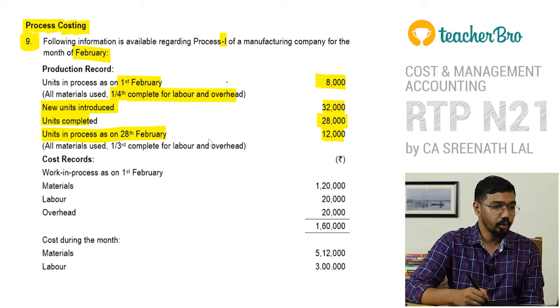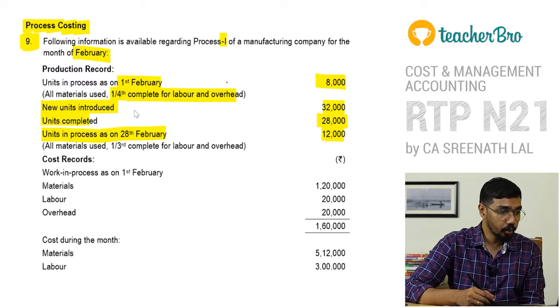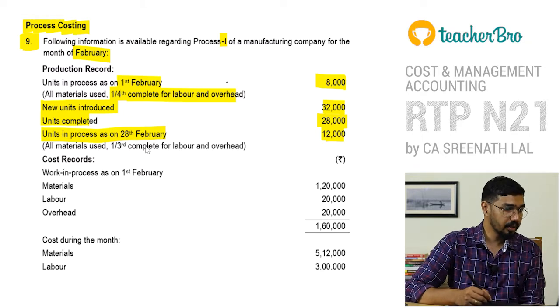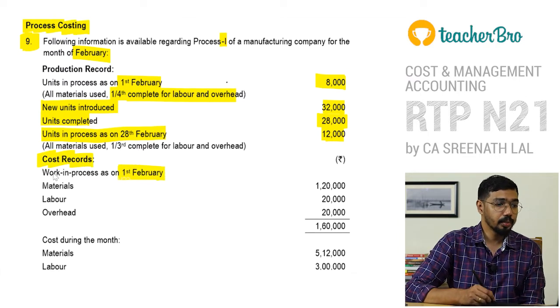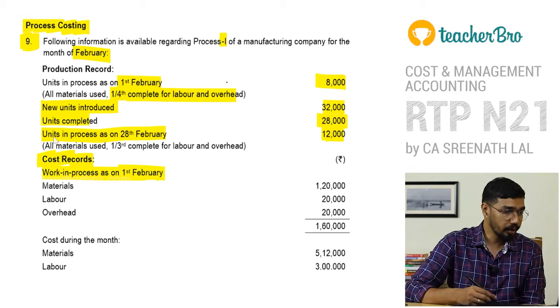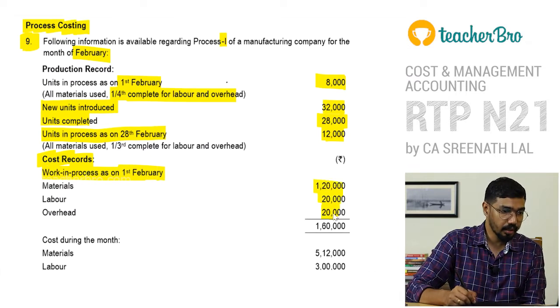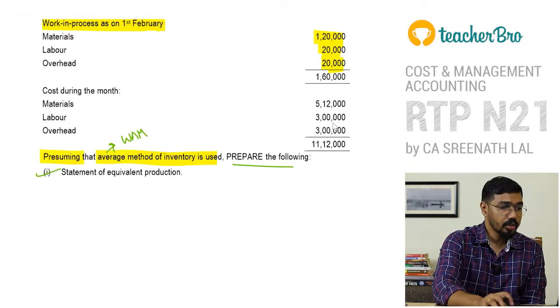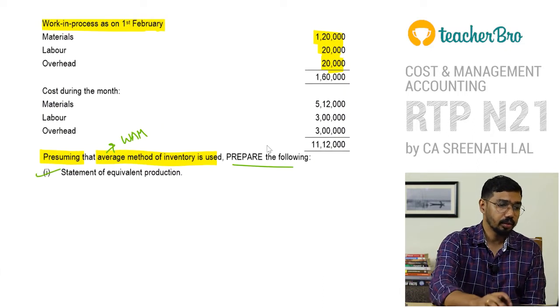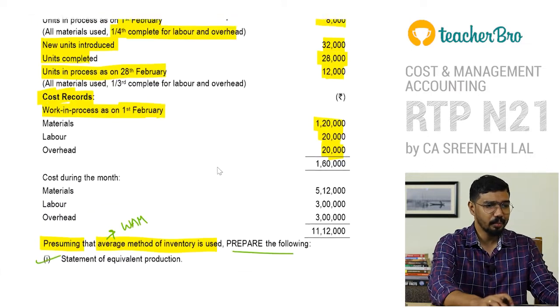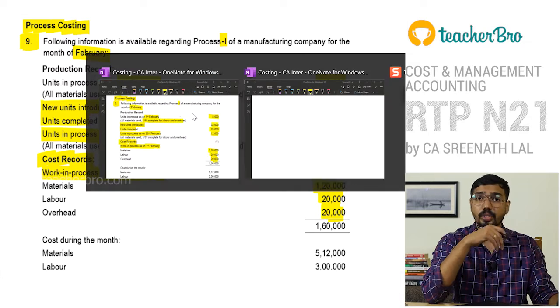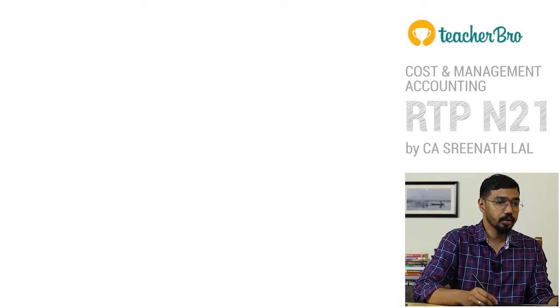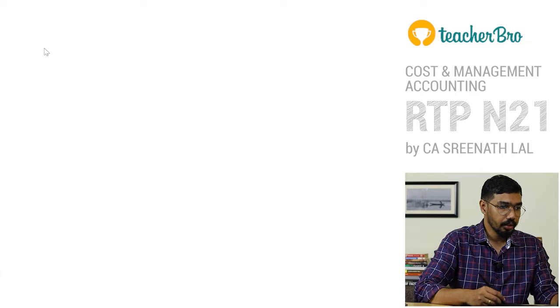So opening WIP and closing WIP is given, how many units are introduced and how many units are completed. These are all given. And cost records, WIP as on 1st February, which means opening WIP. The cost of opening WIP is given, material, labor and overhead, and cost incurred during the month is also given. So we'll have to prepare process account. This is a very basic, easy question. Only thing, the company is using weighted average method for inventory valuation. So first let's prepare the chart. Working note.